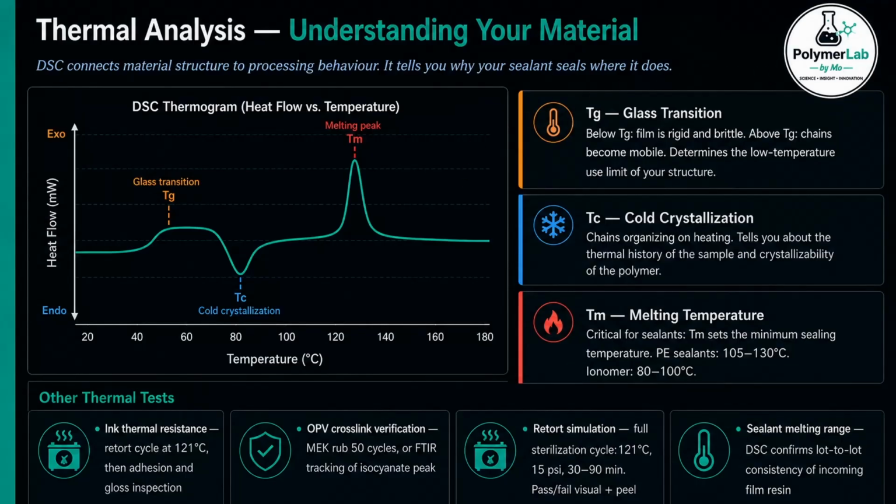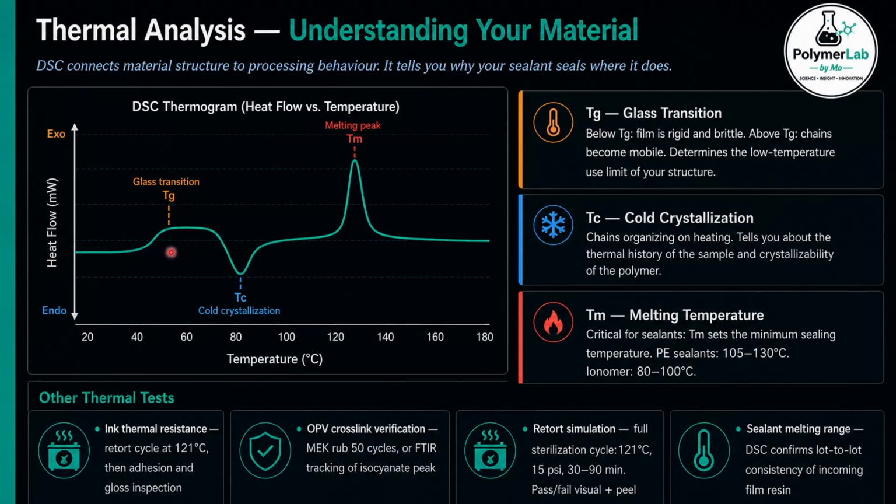Thermal analysis connects the molecular structure of your material to its processing behavior in flexible packaging. The most important thermal analysis tool is DSC, differential scanning calorimetry. Look at this curve. On the horizontal axis, we have temperature. On the vertical, we have heat flow. As you heat the sample, you see the characteristic events.